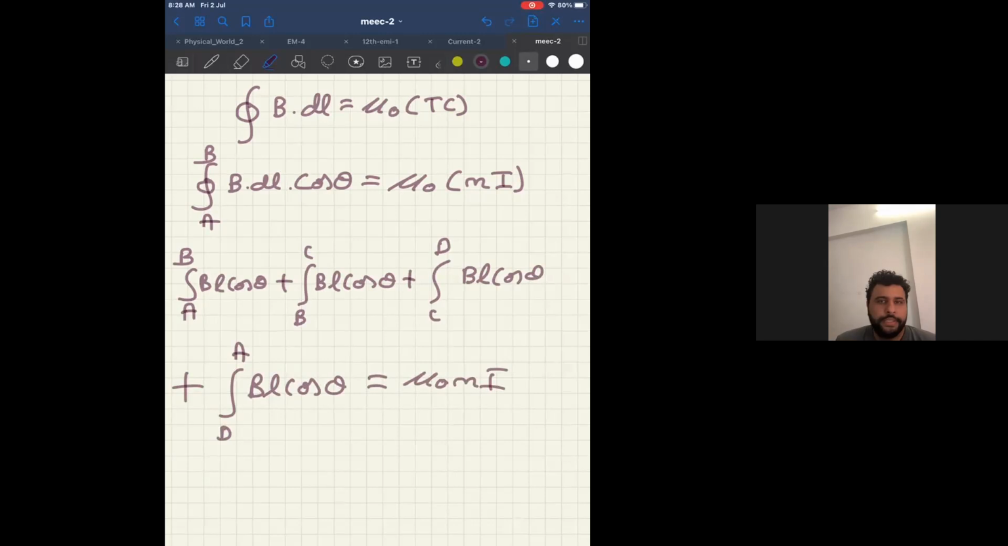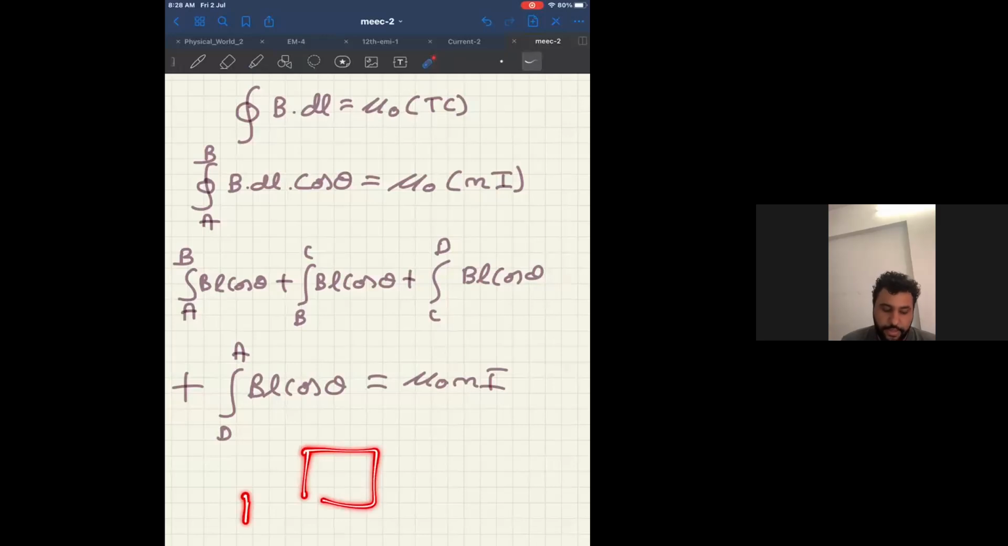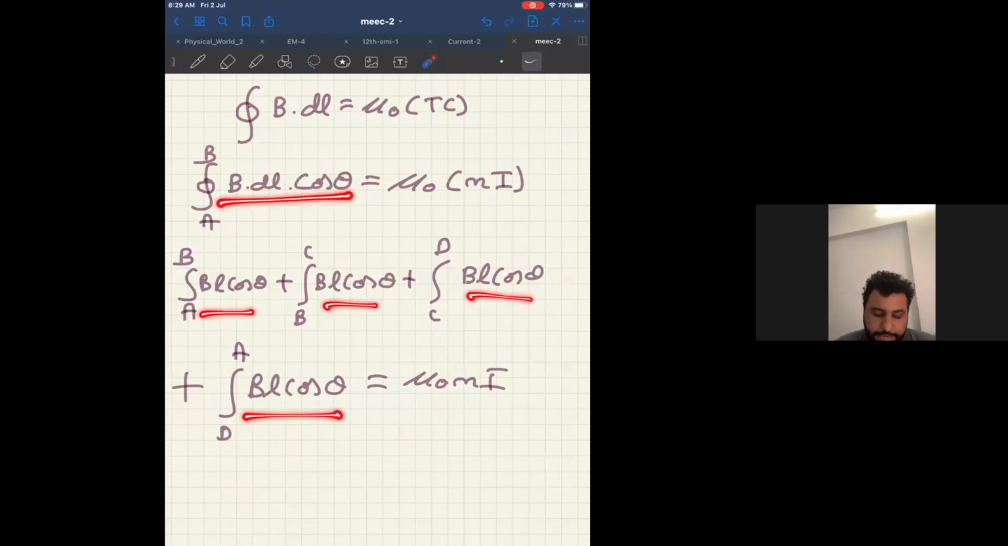Closed integration means I have to do integration of A to B plus integration of B to C plus integration of C to D plus integration of D to A. It means I started with A and I ended also with A. One complete loop. So if I expand this, I will get these four terms that complete the loop, and the right hand side will not change.